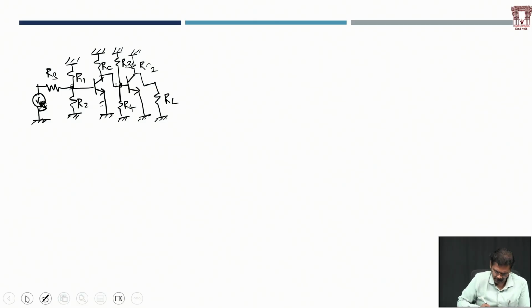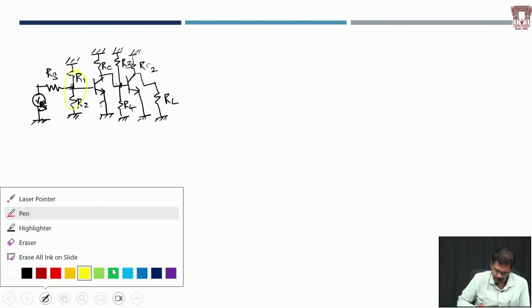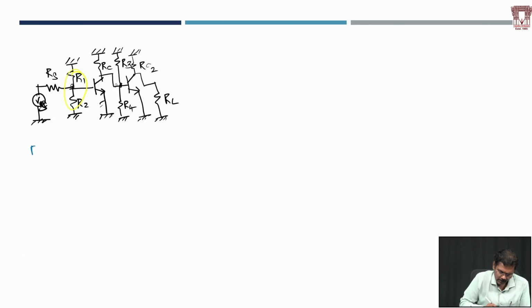Now we'll write the important points here. First, R1 is in parallel with R2, correct? That's one part. Similarly, R3 and R4 are sharing two common points, one is this one, the other one is ground. So R3 is in parallel with R4. That part is also done. Then RC2 and RL are sharing two common points, one is this one and the other one is the ground. So RC2 is in parallel with RL. These things are done.